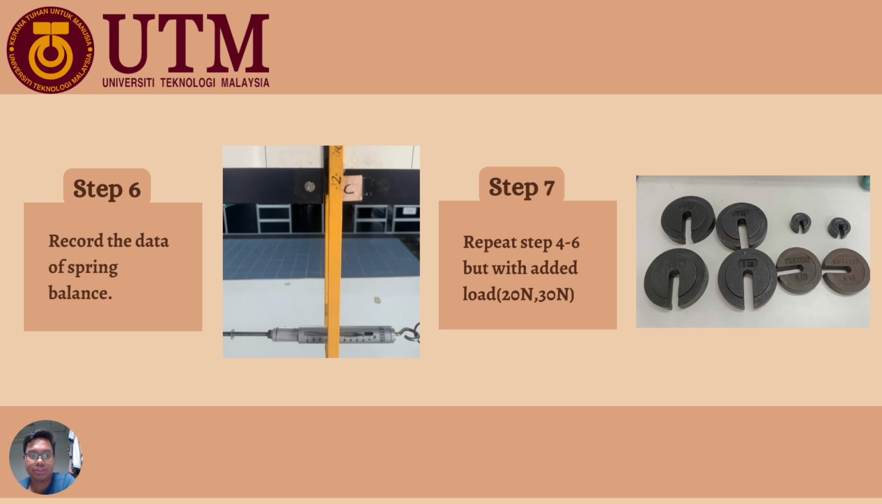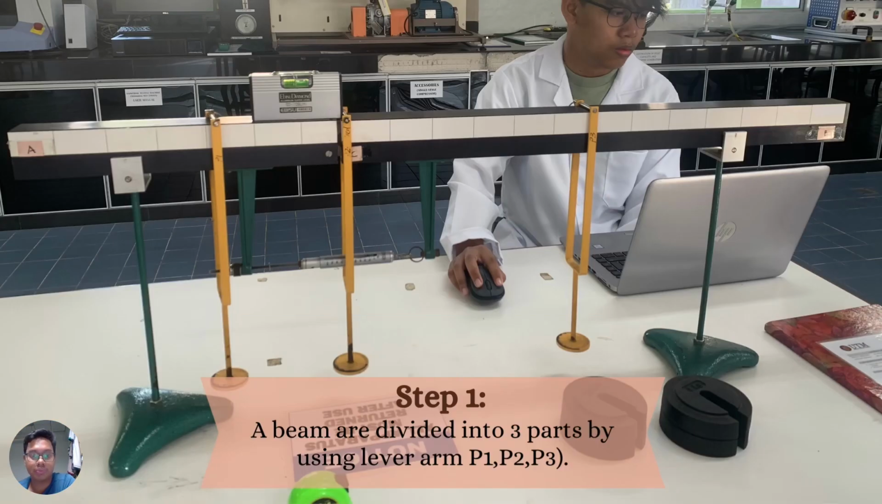So step 6, record the data of the spring balance. And the last step, repeat steps 4 to 6 but with added load of 20 Newton to 30 Newton to all lever arms. So for part B, almost the same.